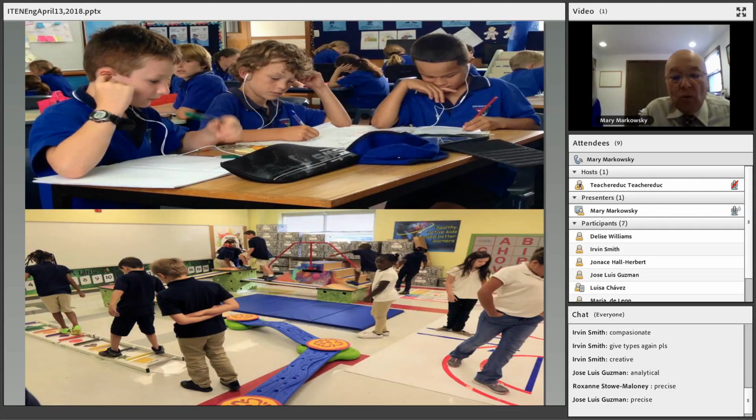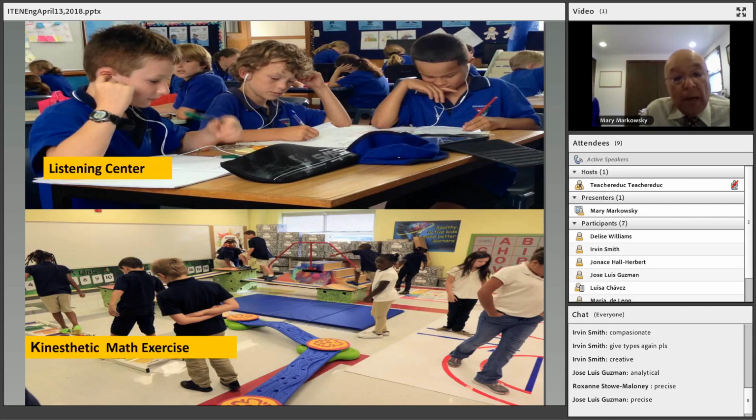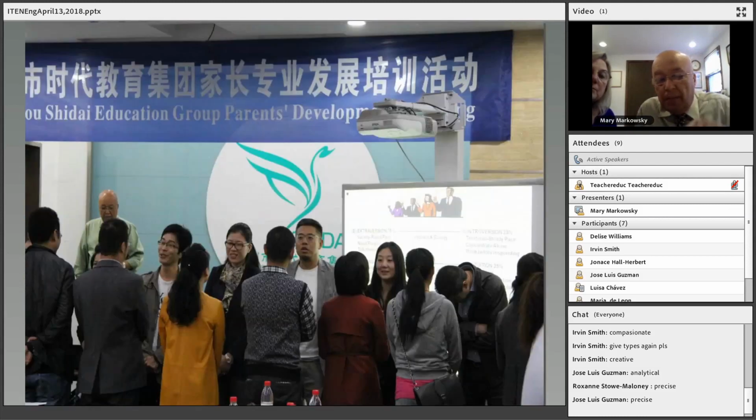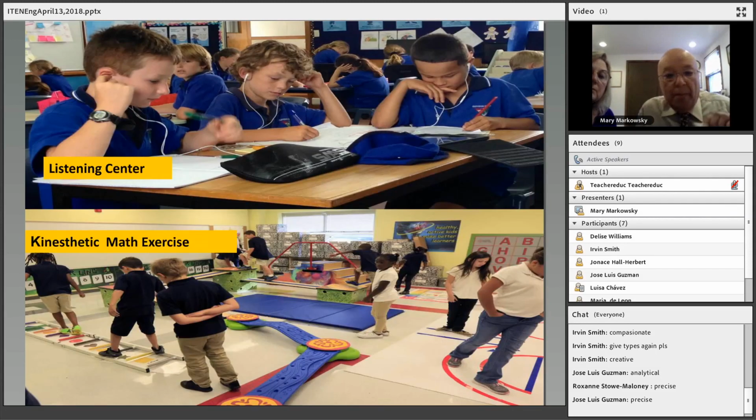People need background music, they can do it, they need to move, and they can do it also. Here you have children who need silence, they wear headphones. In this classroom, this group on the table is working with headphones. The others are not because they're okay with the noise. And if you see at the bottom, there is a kinesthetic math exercise where they're moving.